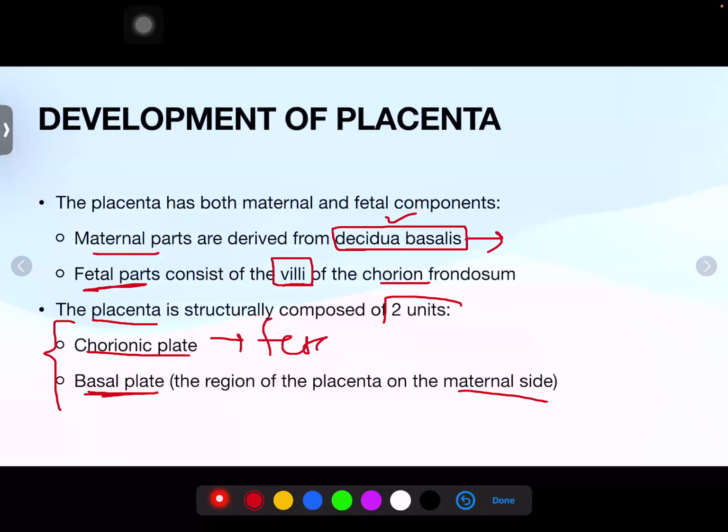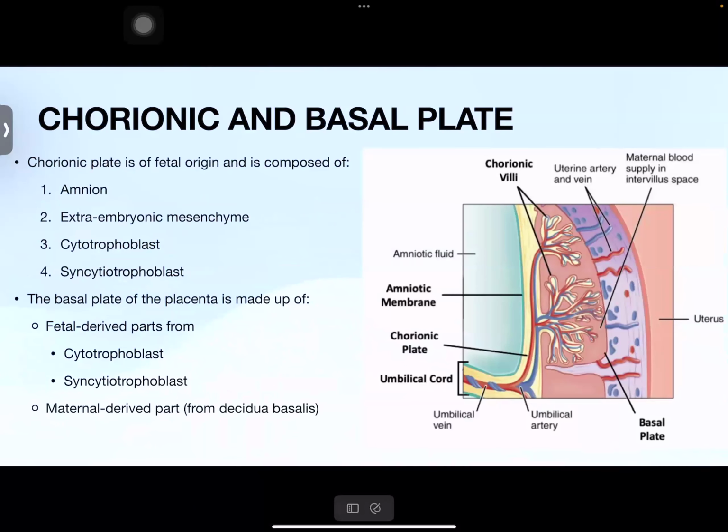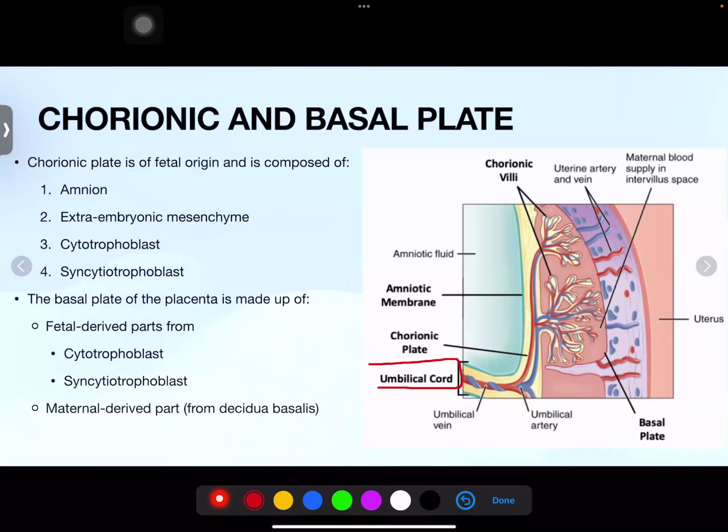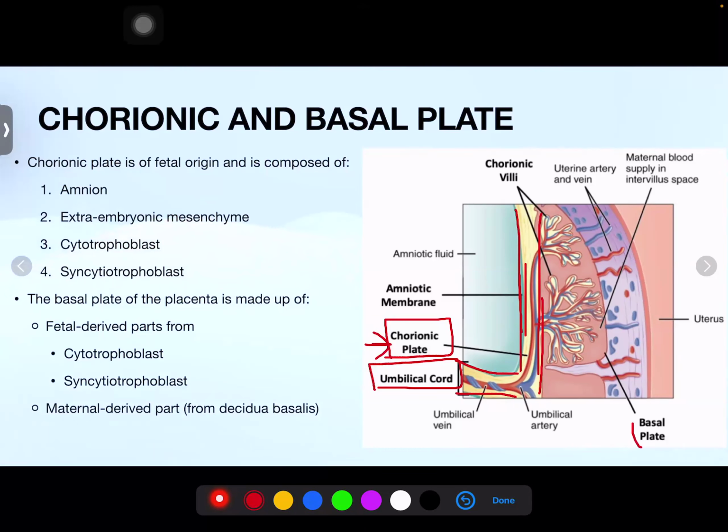Okay. If you see this diagram, this is the umbilical cord inserted. And what is this? This is the chorionic plate, the inner layer which is facing the embryo. And this would be the basal layer, the basal plate. So the placenta layer facing the maternal side would be the basal plate, and facing the fetal side would be the chorionic plate.